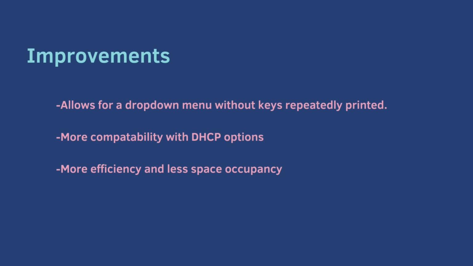I would say there could be three main improvements. The first is to allow for a drop-down menu without keys repeatedly printed in our output text files. If you go to our text file, you will see this especially in the DHCP options, because it is a list. Everyone can do an XML format, and I could do a fancy drop-down menu, like a real tree structure in Wireshark. That will be better.